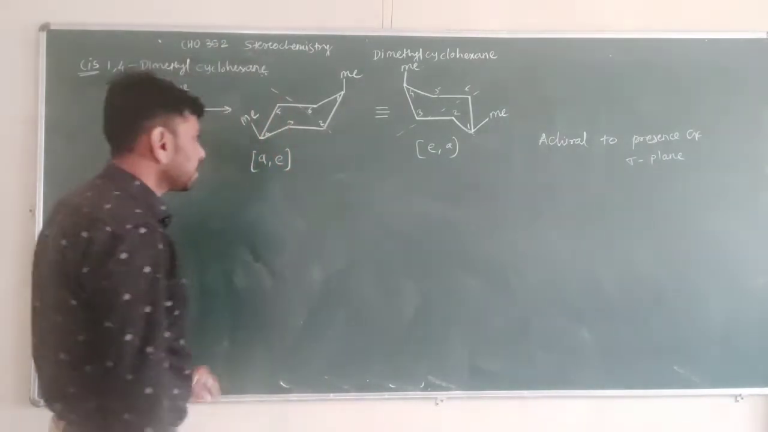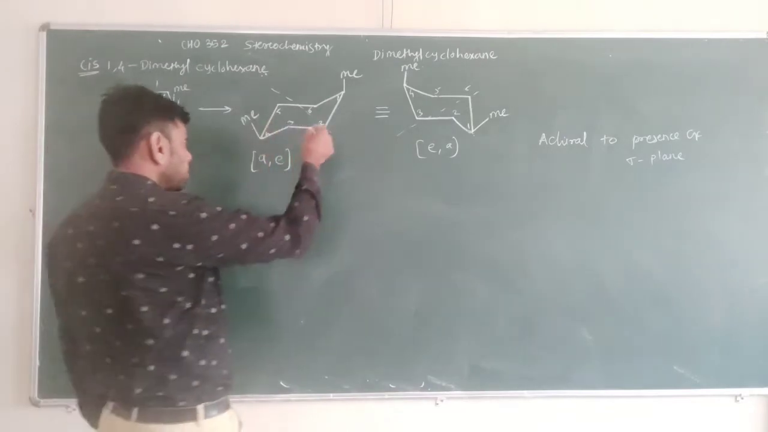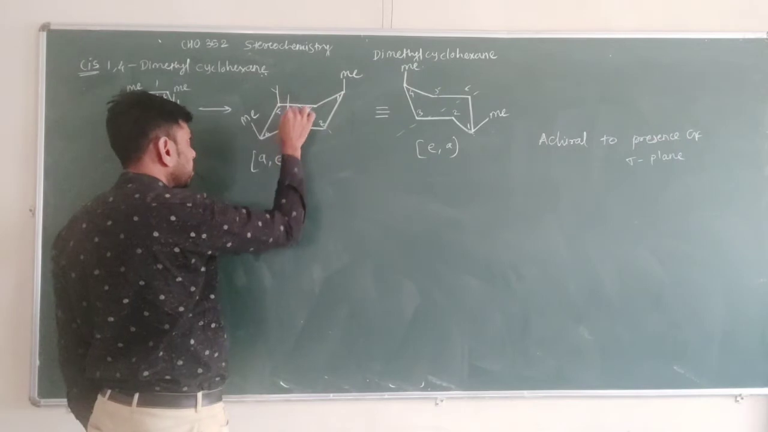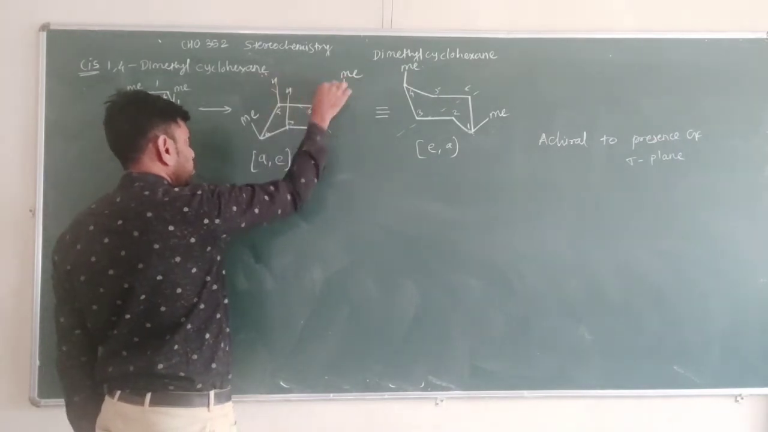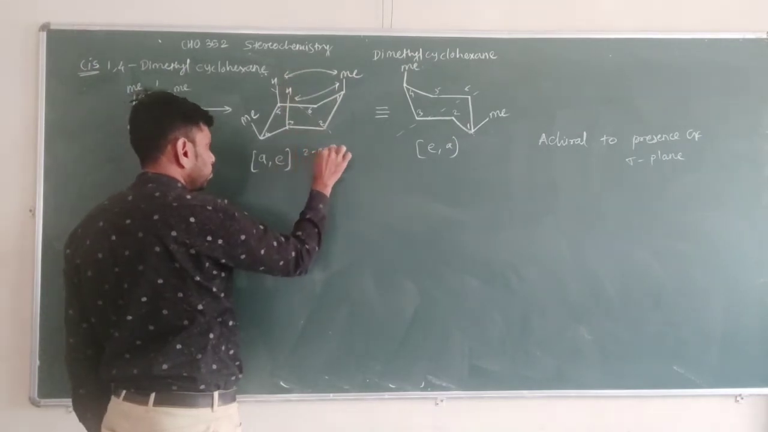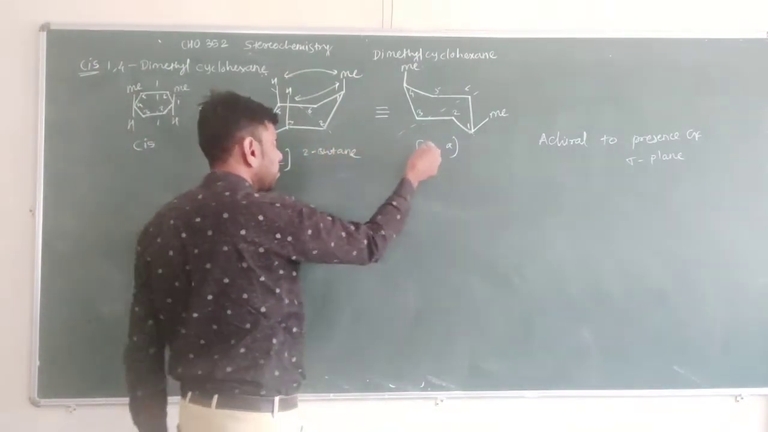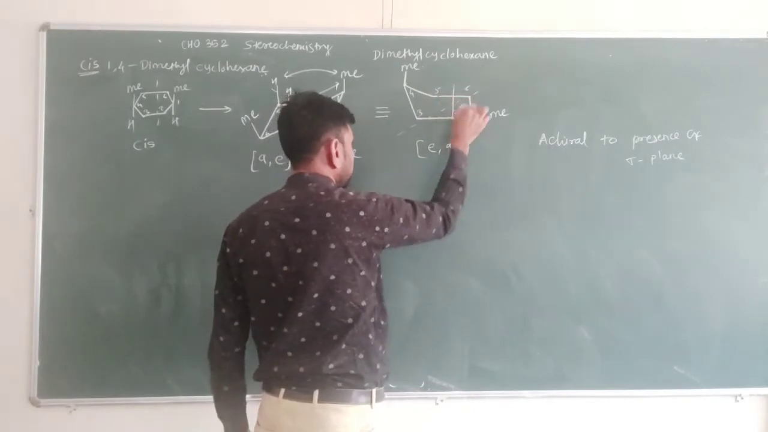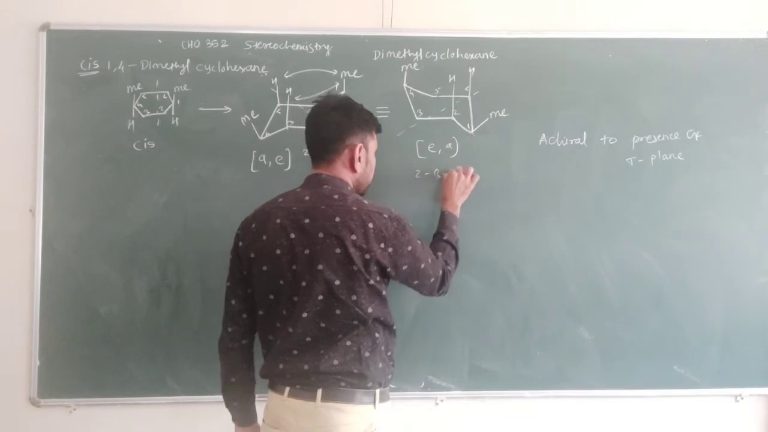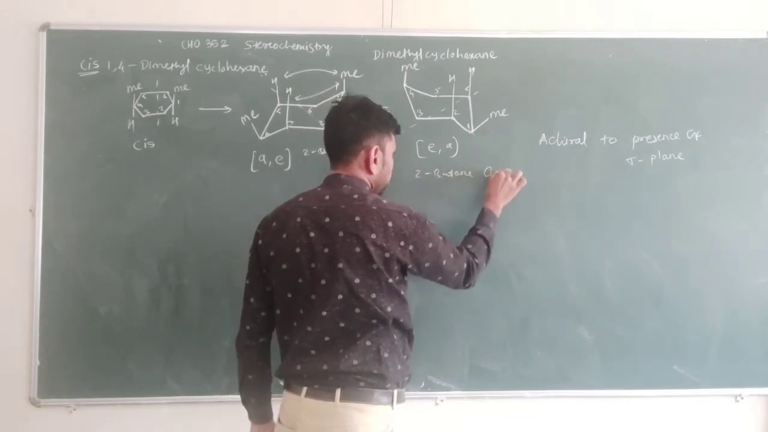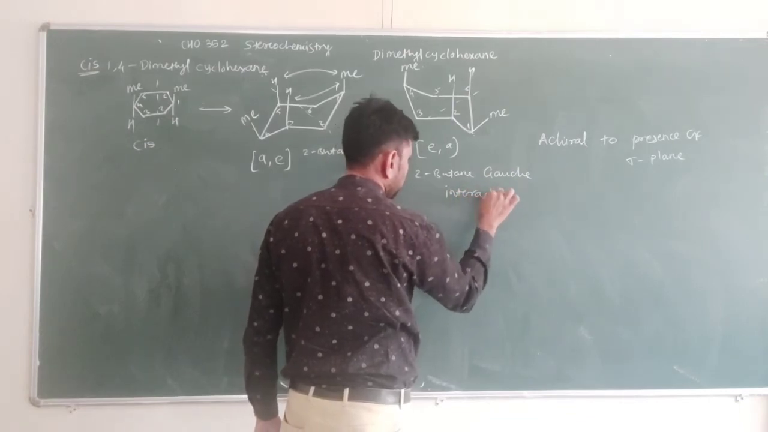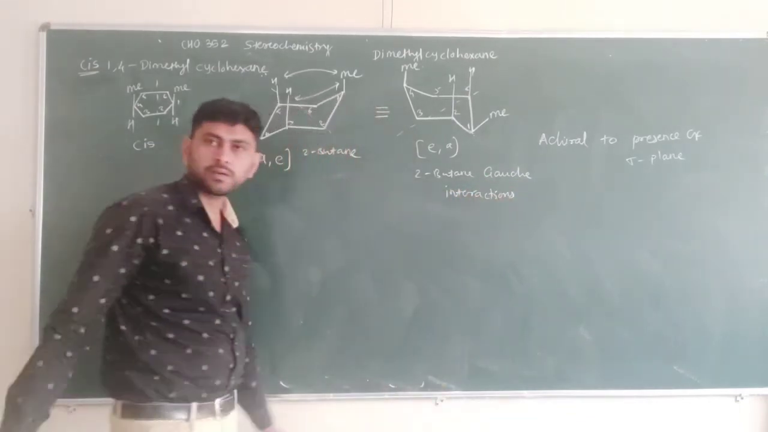Okay. So in the axial-equatorial form, we know the butane-gauche interaction. Here it contains two butane-gauche interactions due to this methyl. Similarly, due to this methyl and these two axial hydrogens, two butane-gauche interactions are there.